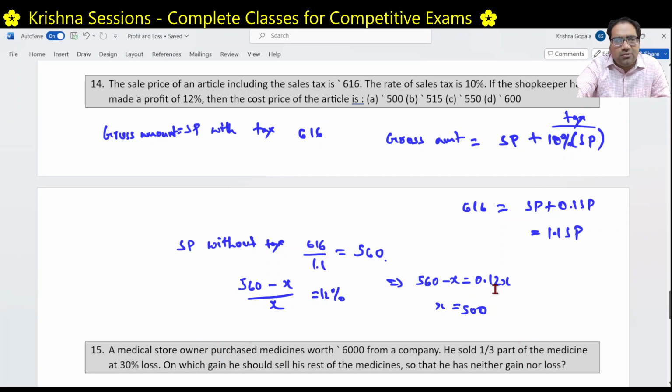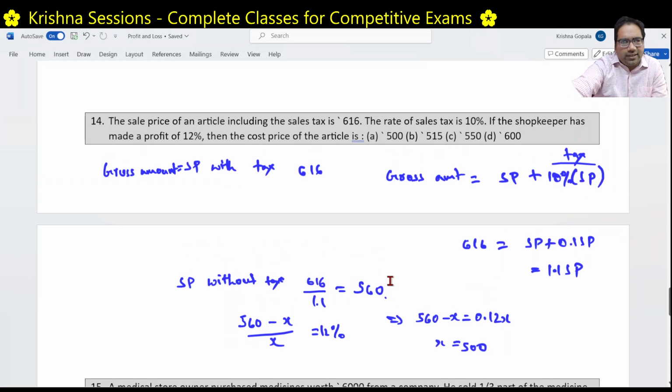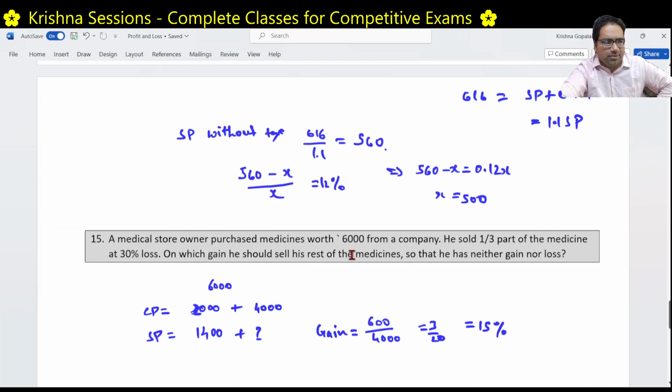That means X is equal to 560 by 1.12, right? Which is equal to 500. So X is 500. The cost price of this article is actually 500, and he is making a profit of 12% by selling it for 560. And on that 560 he has to again pay 10% tax, which is 56 rupees, so in total he is collecting 616 rupees from the customer.